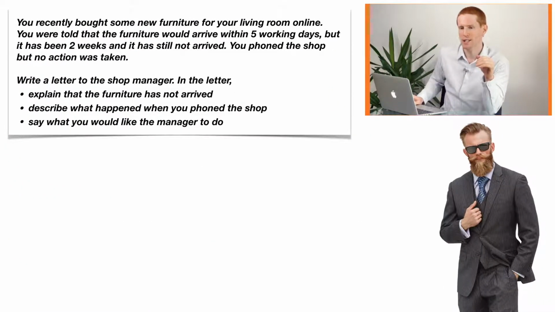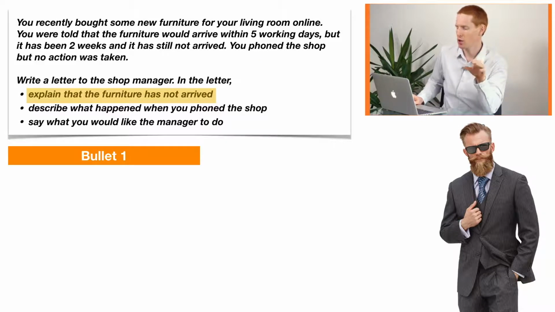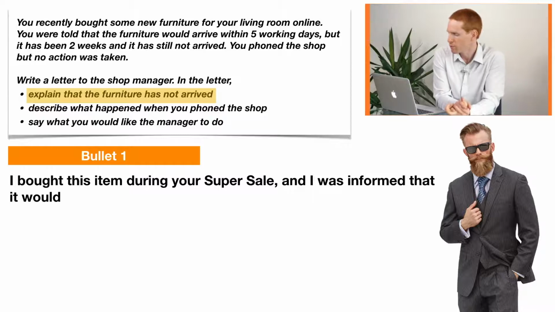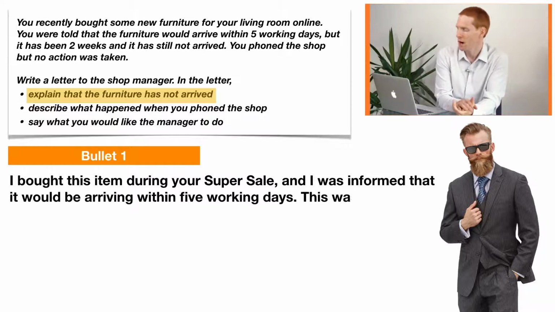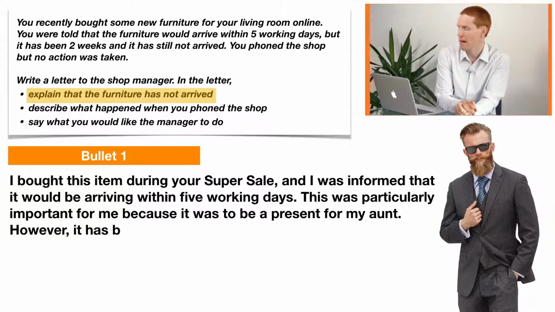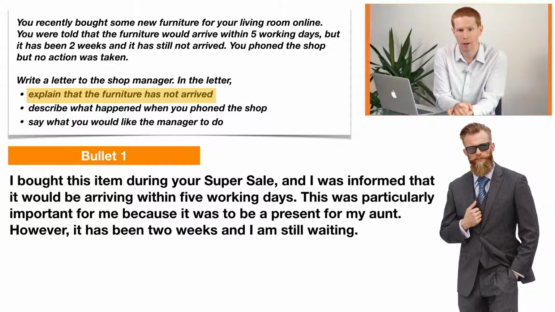So after writing our greeting and our opener, we're going to focus on bullet point 1. So here it says, explain that the furniture has not arrived. Well, I'd say something like this. I bought this item during your super sale and I was informed that it would be arriving within 5 working days. This was particularly important for me because it was to be a present for my aunt. However, it has been 2 weeks and I'm still waiting.